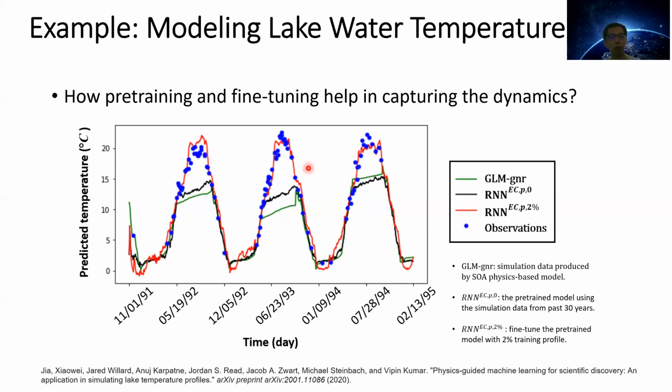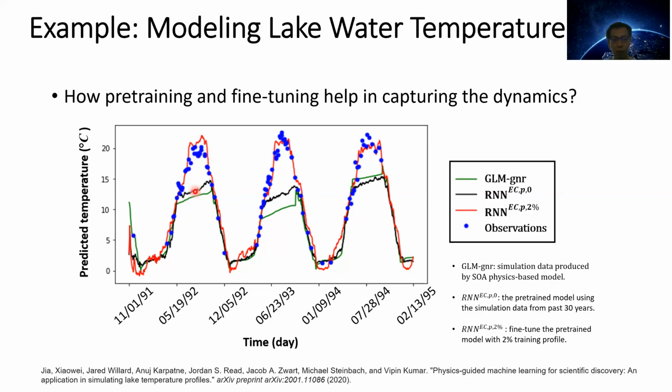And here we show an example of these water temperature predictions and see how this pre-training and fine-tuning can help change these predictions. Basically, these predictions are the water temperatures in the middle layer of Lake Mendota. These blue dots here are the true observations for water temperatures. And this green line is the simulation data produced by this GRM, or the DK-based model. If we just pre-train an RNN model using this simulation data, then we get this black line. We can see the black line can almost capture all the dynamic patterns of these simulation data. But still, this black line has a large gap with our true observation data.